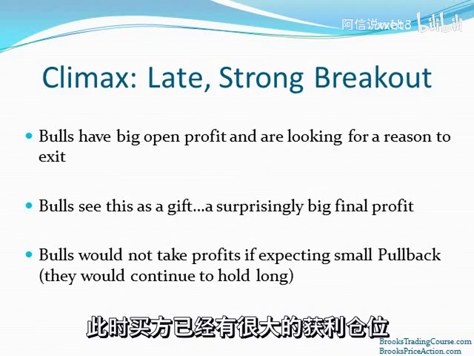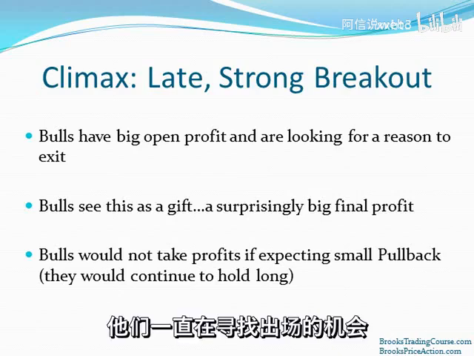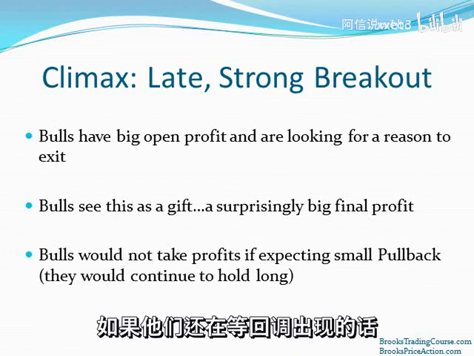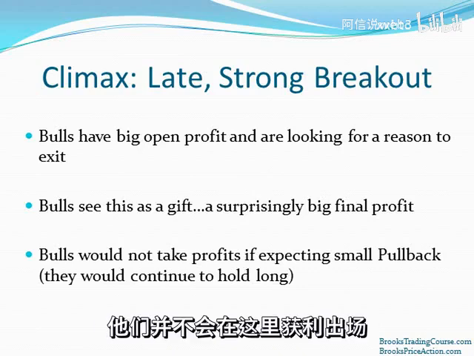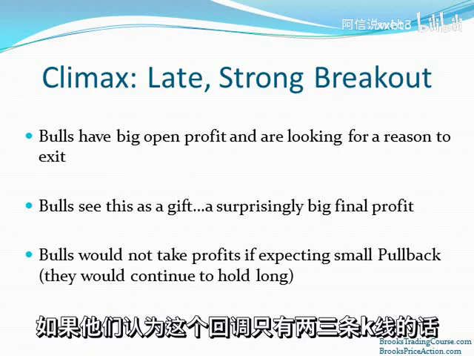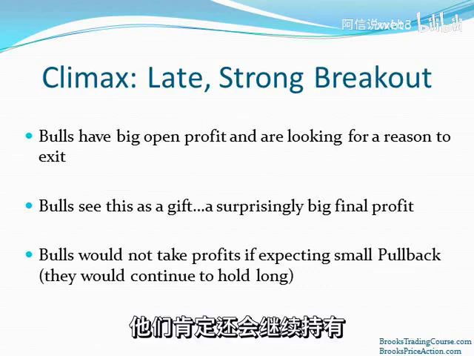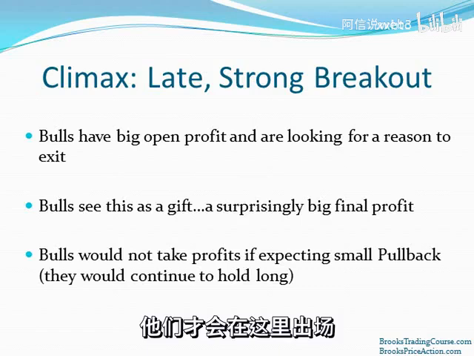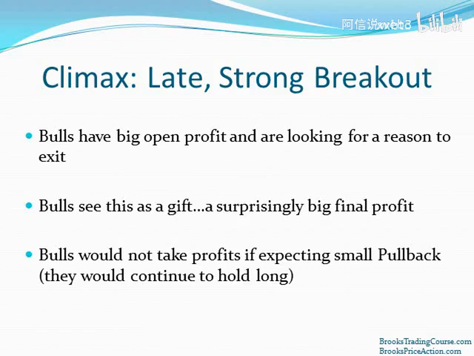The bulls have a lot of open profit, and they're looking for a reason to exit. And they see this as a gift, a surprisingly big final profit. And they would not be taking profits if they were expecting just a little pullback, right? They held on for 20, 30, 40 bars. If they think this correction is only going to be 2 or 3 bars long, they'd continue to hold. They're only taking profits because they're expecting a big pullback, at least 10 bars, at least 2 legs.